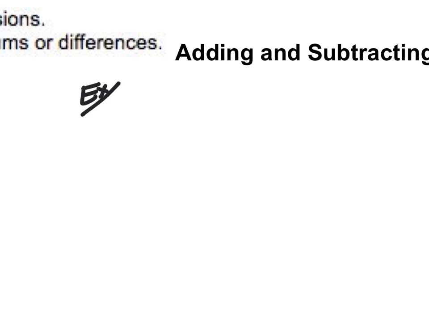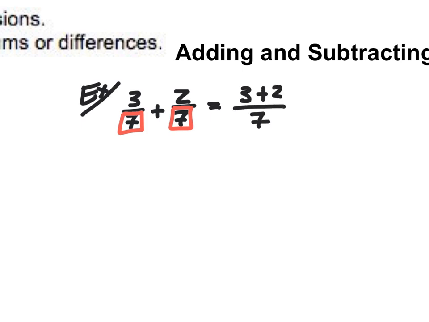Okay, so let's say that you have like 3/7 plus 2/7, okay? Because you have a common denominator, your denominator is the part that's down below, okay? Then you can write this as 3 plus 2 all over 7, okay? And that's the idea, is that when you have a common denominator, you keep your denominator and you add your numerators. Okay, and that's going to give you 5 over 7.